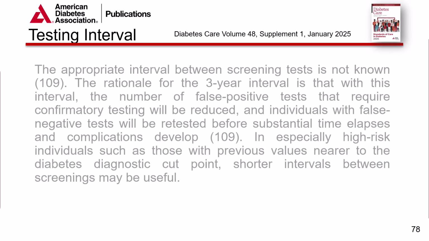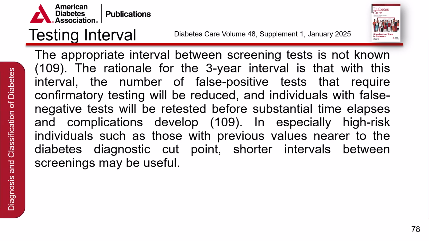Testing interval. The appropriate interval between screening tests is not known. The rationale for the 3-year interval is that with this interval, the number of false positive tests that require confirmatory testing will be reduced, and individuals with false negative tests will be retested before substantial time elapses and complications develop. In especially high-risk individuals, such as those with previous values nearer to the diabetes diagnostic cut point, shorter intervals between screenings may be useful.